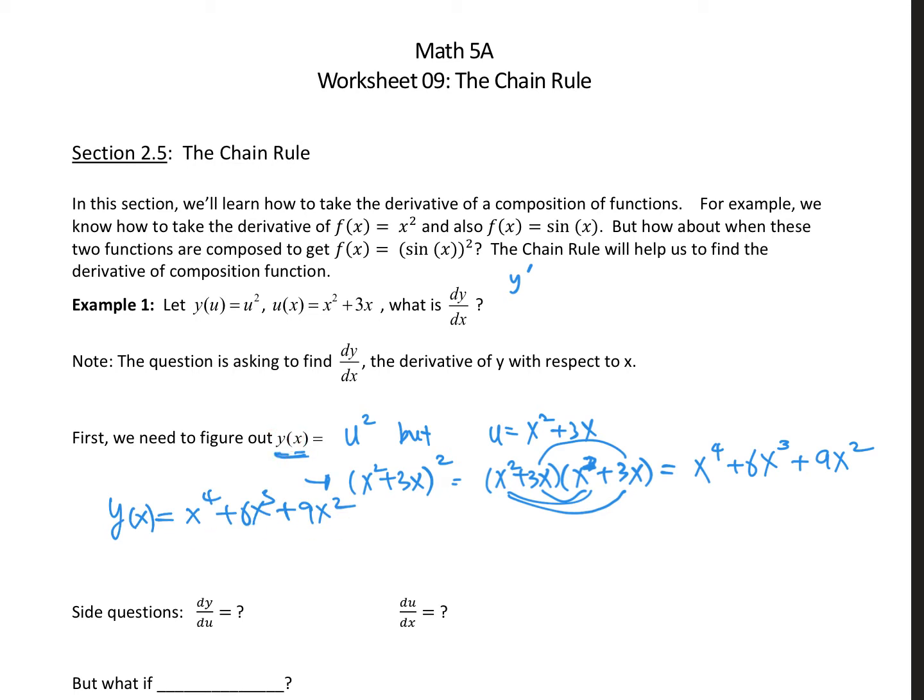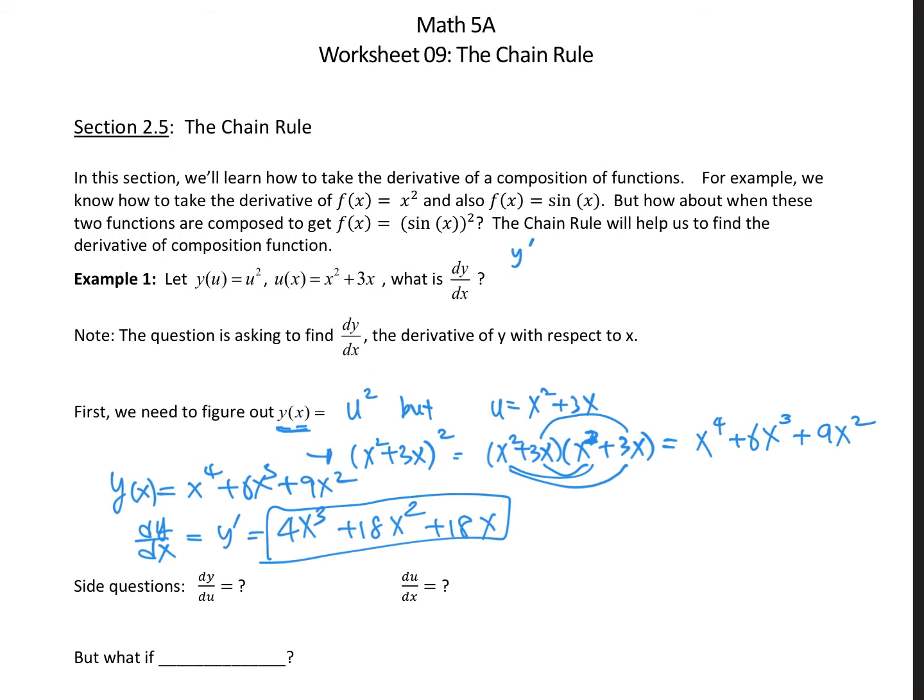Why did I need to do that? Because the question specifically asks for dy dx. That means use x as the variable, not y or u as a variable. So I couldn't use it directly like this. I have to convert to in terms of x. Once I have this, everything else is what we did before. dy dx, or y prime, is 4x cubed from here, and then plus 18x squared that comes from the second term, and then the next one is 18x, right? Okay, so that's my dy dx.